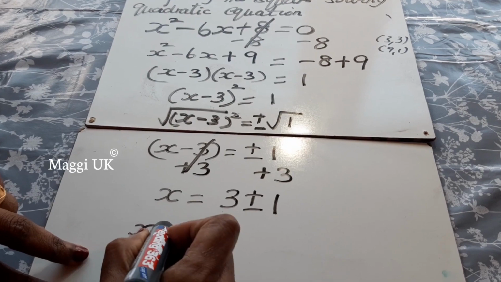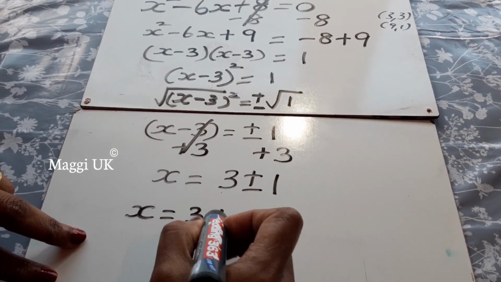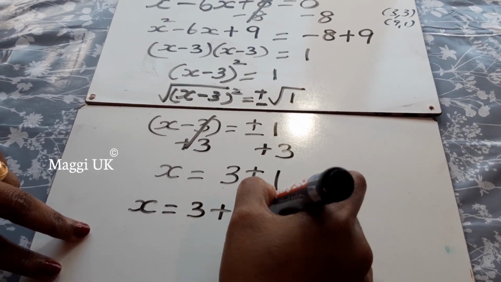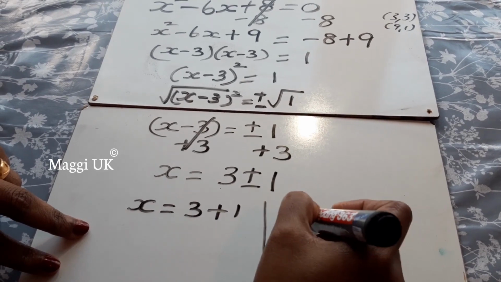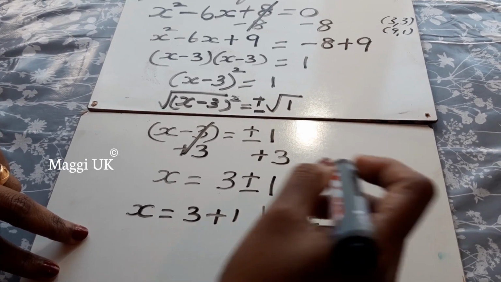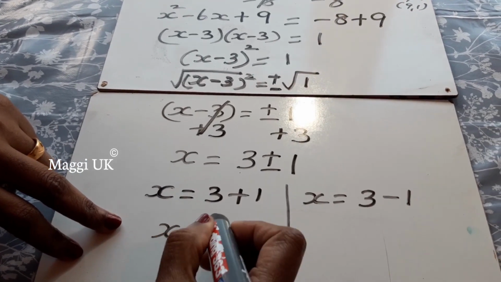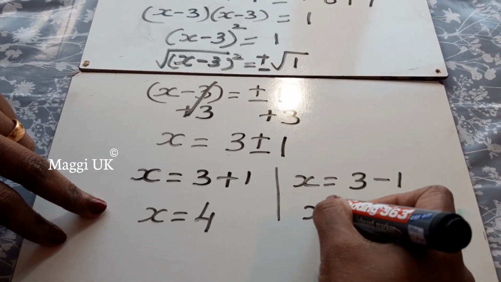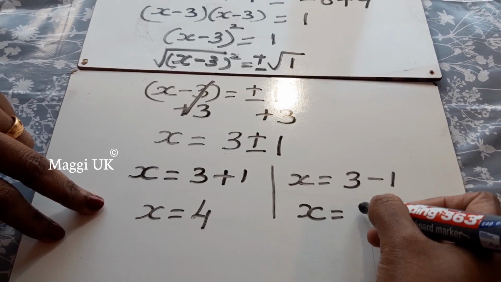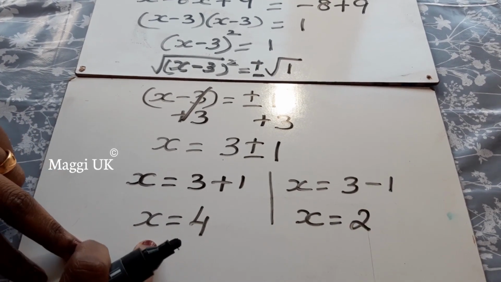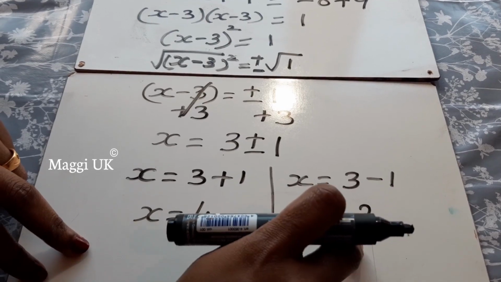So you are going to have x is equal to 3 plus 1, one of the values. The next one is x is equal to 3 minus 1. Now, 3 plus 1 is 4, so one of your x values is going to be 4. One of your x values is going to be 2. So you got two values, which is x is equal to 4 and x is equal to 2.